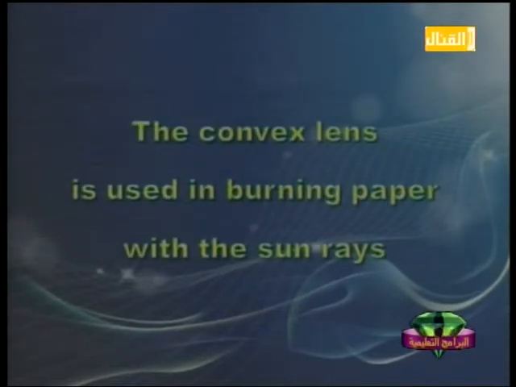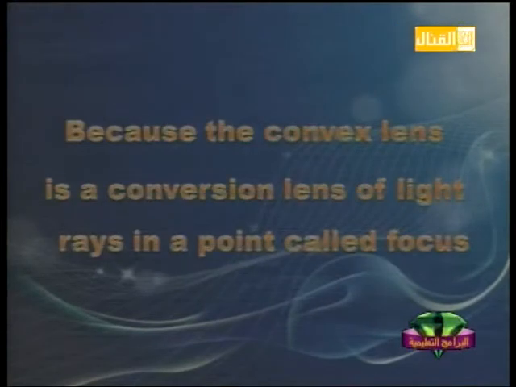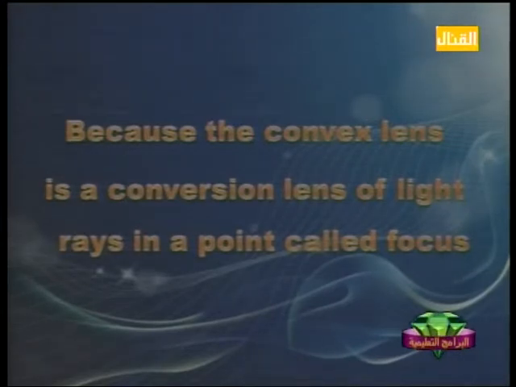Another sentence: the convex lens is used in burning paper with the sun rays. Why do we use the convex lens to burn a paper with the sun rays, or use it in some cases like burning or heating anything? Because the convex lens is a converging lens of light that collects light rays in one point called the focus and concentrates very high temperature.